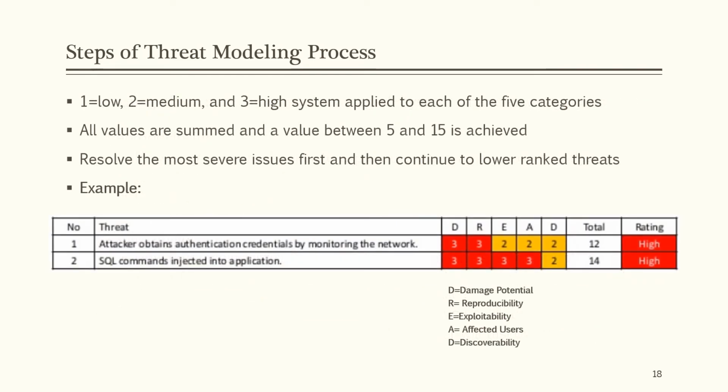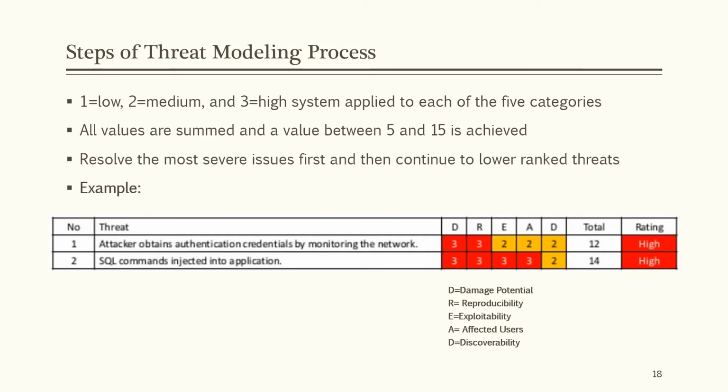A ranking system of 1 for low, 2 for medium, and 3 for high applies to each of the 5 categories. All values are summed and a value between 5 and 15 is achieved. Resolve the most severe issues first and then continue to lower rank threats.